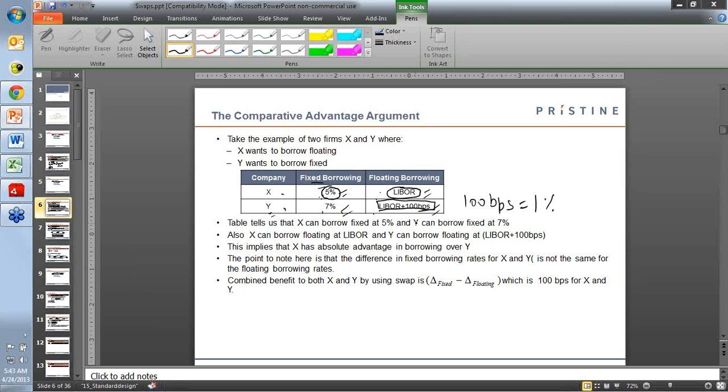the borrowing cost that will be attained by both the companies, can be calculated like this, that is delta fixed minus delta floating. So delta fixed is simply the difference in interest rates between the two for fixed borrowing, that is 7 minus 5, which is equal to 2%.